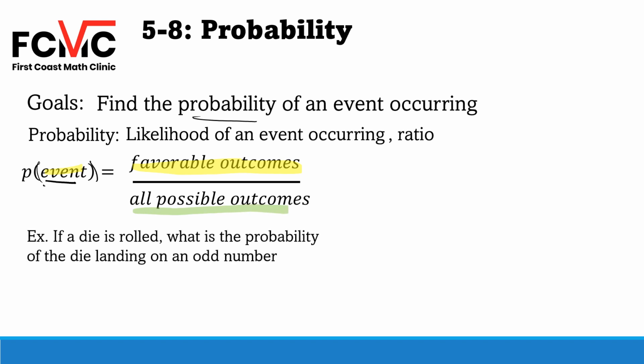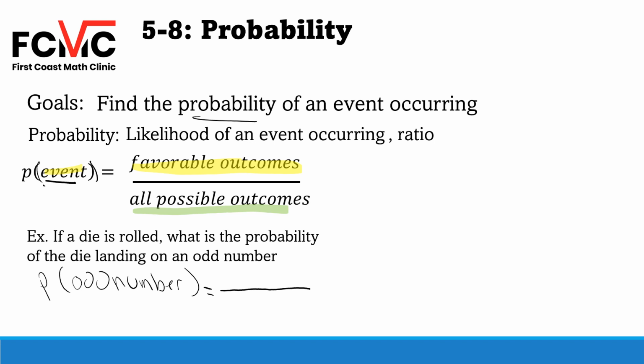So let's look at our example. If a die is rolled, what is the probability of the die landing on an odd number? So we want the probability of an odd number. So our event is going to be an odd number. So let's think of what our favorable outcome is and what all possible outcomes are.